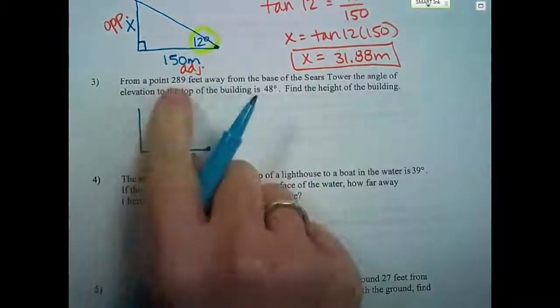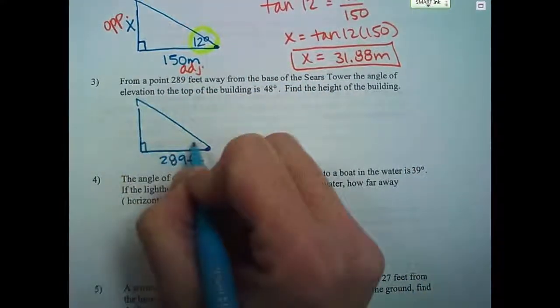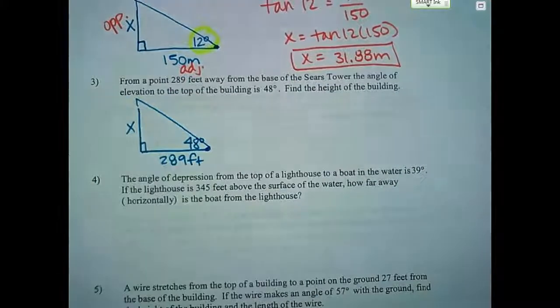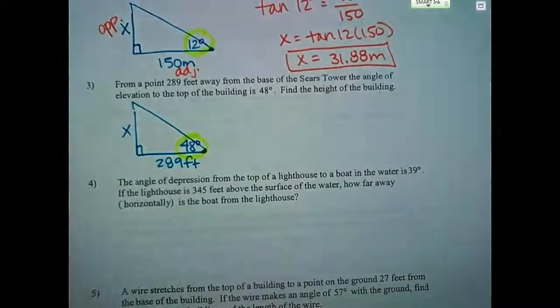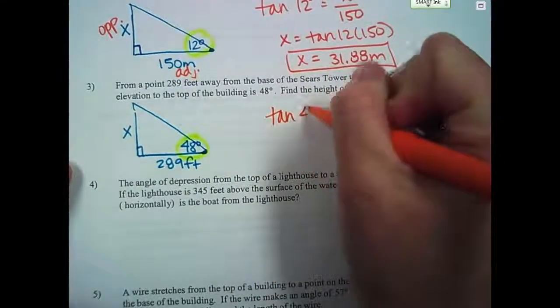The angle of elevation to the top is 48 degrees. There's my right angle, this is 48. Find the height of the building. So it's the same exact problem again, right? By now you're probably pretty good at these. Opposite over adjacent means I'm going to need to use tangent. So tangent of 48 degrees.